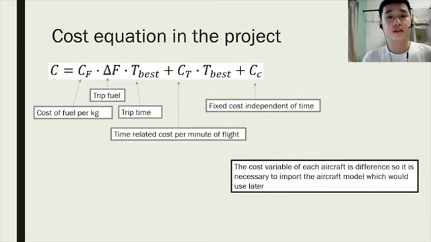We can get the trip time from the path planning program, and we also need to use some equations to calculate the cost of each flight. Many factors like the cost of fuel per kilogram and the fixed cost are related to the parameters of the aircraft. So we need to set up the aircraft model we need to use in the future.